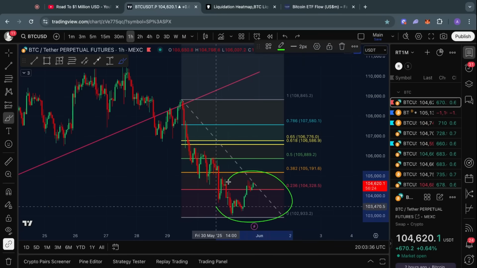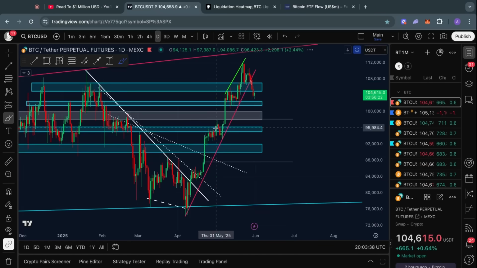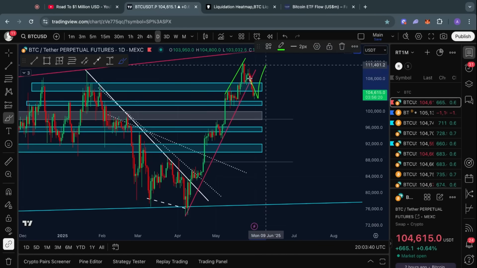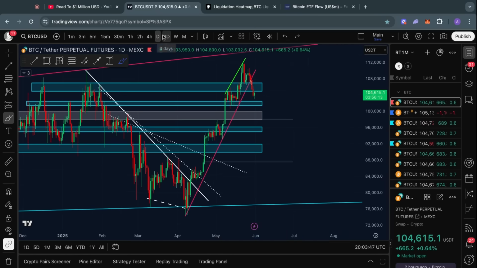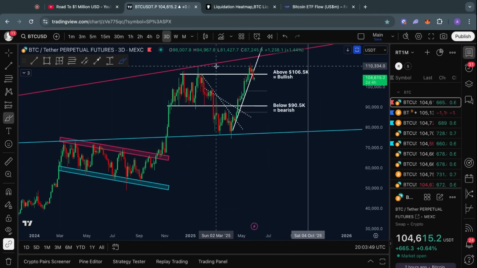And again, that is also because I am still bearish on, for example, this 1-day time frame. So that is why I am not expecting something like this to unfold so long as we are trading below that 106.5K level, like I showed you on the 3-day time frame.